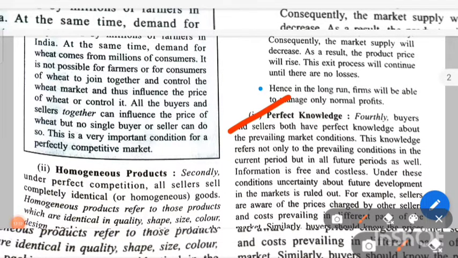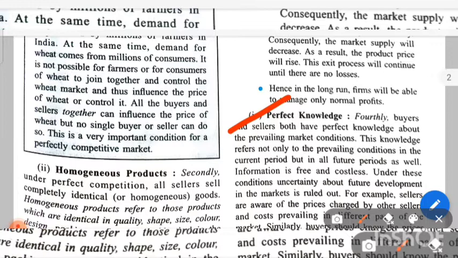The next feature of perfect competition is perfect knowledge. Now what is perfect knowledge? This feature is basically for buyers. The buyer should have perfect knowledge of the seller. If the buyer does not have perfect knowledge of the seller, this situation cannot be a perfect competition.